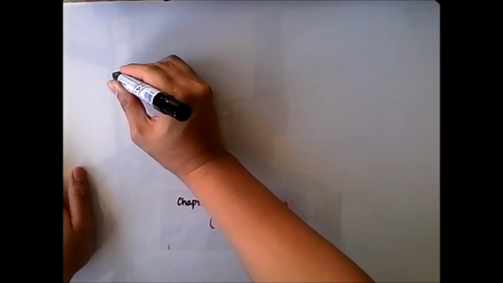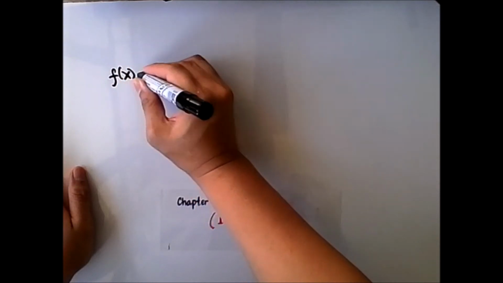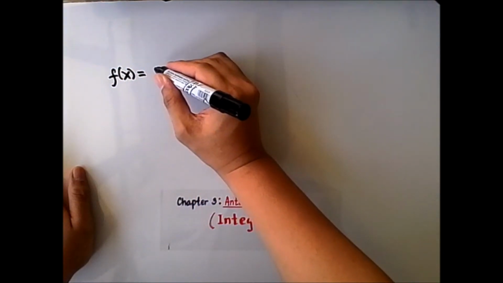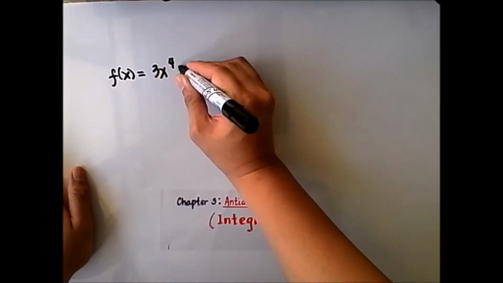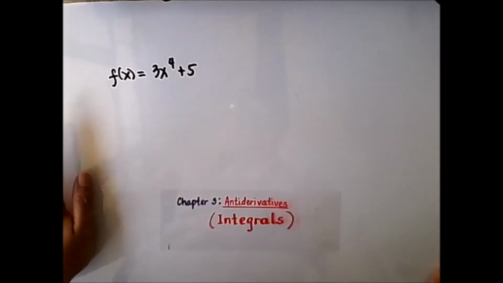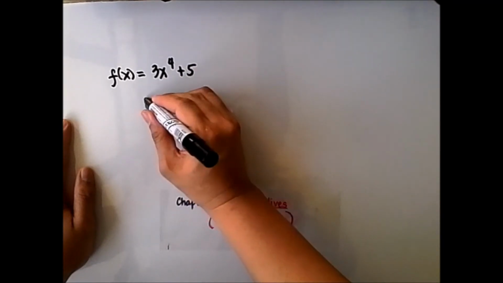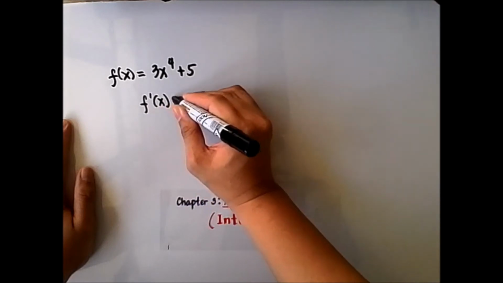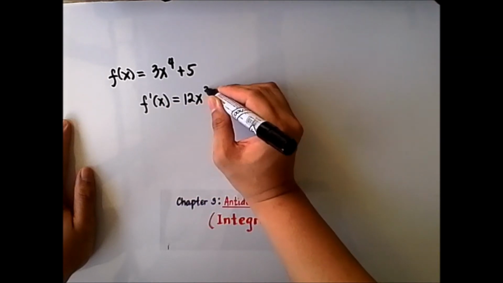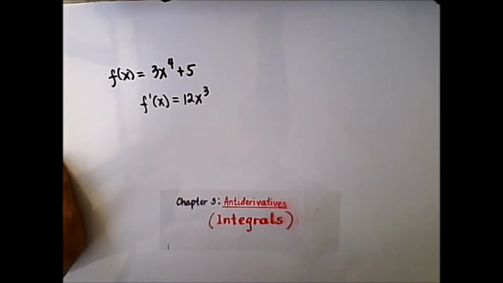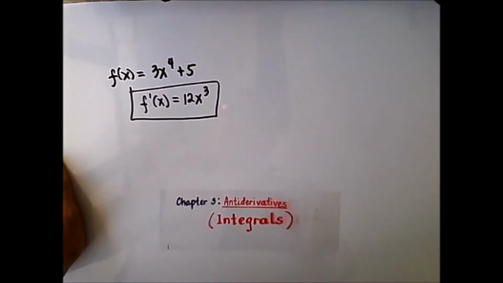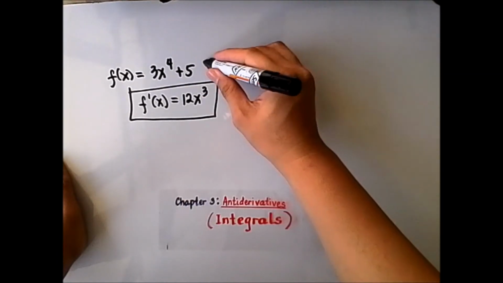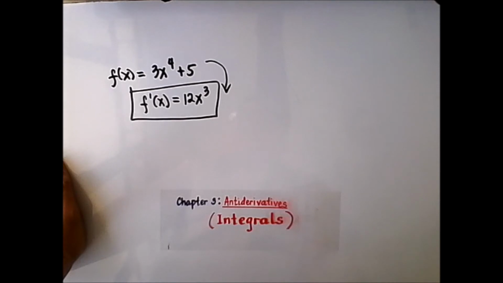Given the function, here we have f of x, which is equal to, let's say, magbigay tayo ng function, 3x to the 4th plus 5. Okay? So let us differentiate this function. So this becomes f prime of x, which is equal to 12x cubed, plus derivative of a constant is equal to 0. So through differentiation, we find the derivative of that function f of x, which is 12x cubed.